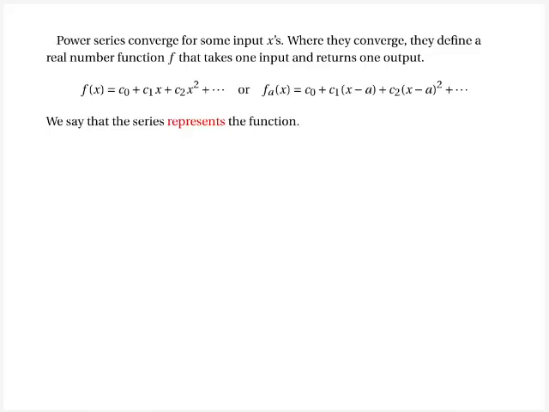So power series converge for some x's. Where they converge, I mean, if they go to infinity, they don't define a function. But where they do converge, they define a real number function that takes in one input, x, and returns one output, f of x. So I have f of x and I have f sub a of x, just to highlight the role of the center a. We say that the series represents the function. I put equality. There's nothing wrong with the word equality, but I'm trying to express that somehow we've expanded the series to make an infinite series come out equal to the thing on the left, the function.